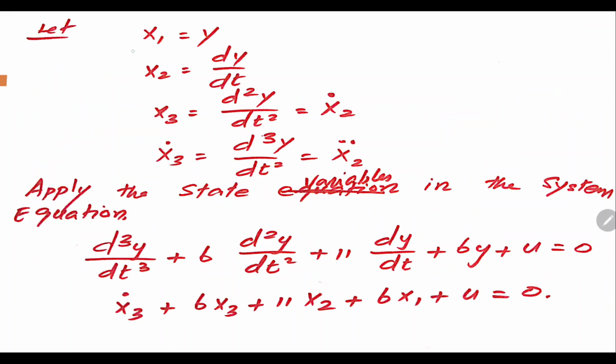So first state variable x1 is equal to y. Second state variable is x2, which is equal to dy by dt, first order differentiation. x3 is equal to second order differentiation of y, that is in fact first order differentiation of x2. If we further differentiate x3, we will get x3 dot is equal to the third order differentiation, that is d cube y by dt cube, which is equal to x2 double dot.